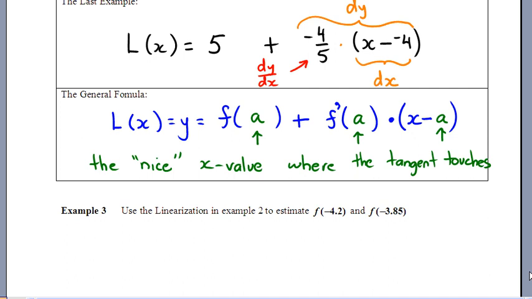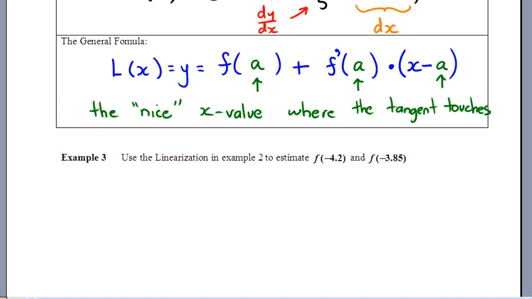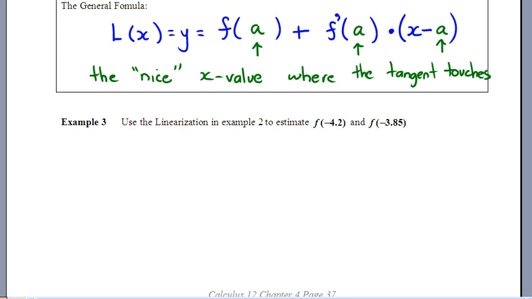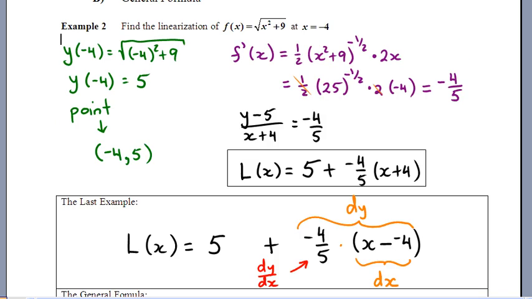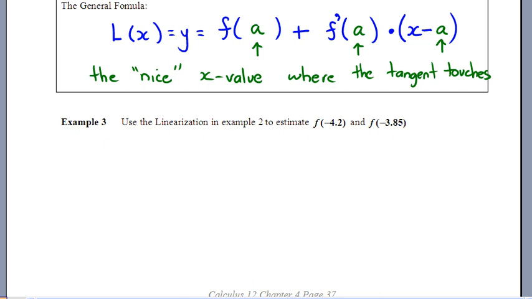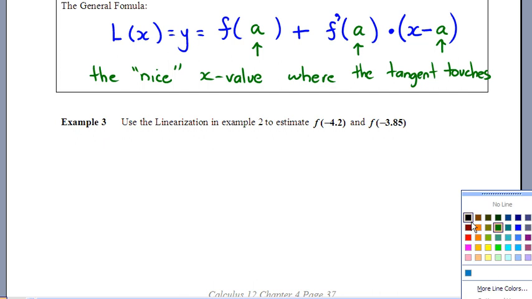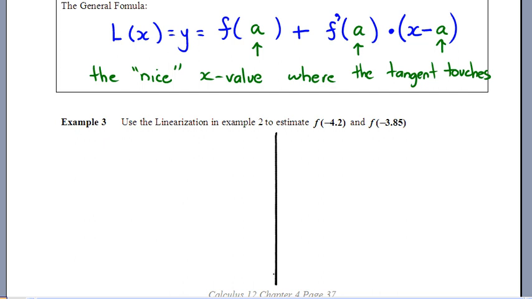Okay, I'm going to use that linearization now to do some estimates for that function. I mean, that's a pretty crazy function if you look at it. It's got square roots in it, it's x squared plus 9, and I'm going to see if I can do this perhaps in my head. I'm going to do it twice and try to estimate the function at 2 inconvenient spots, negative 4.2 and negative 3.85. So those are close to negative 4. I should be able to use this linearization and get pretty close to the right answer. So I'm going to use the tangent line, not the function. I can't put negative 4.2 in my head into that original function, but I can put it into here.